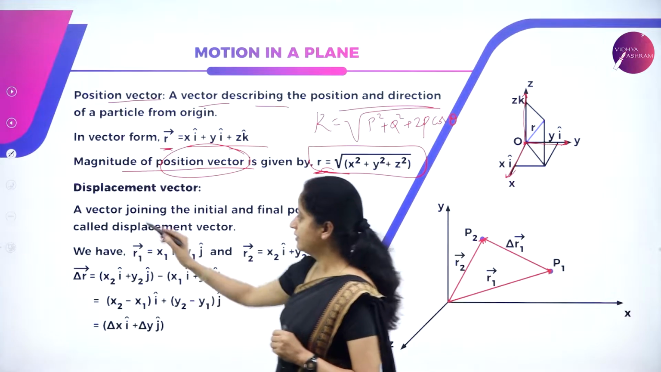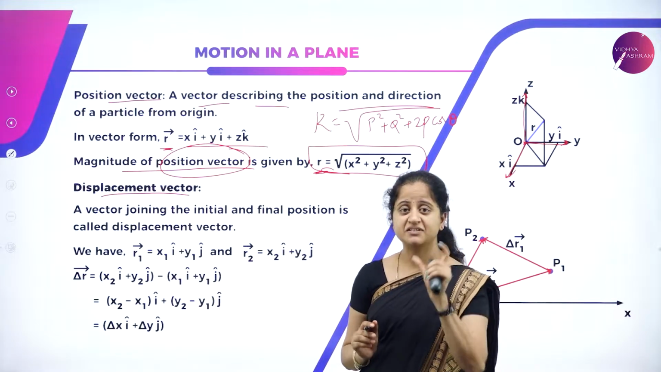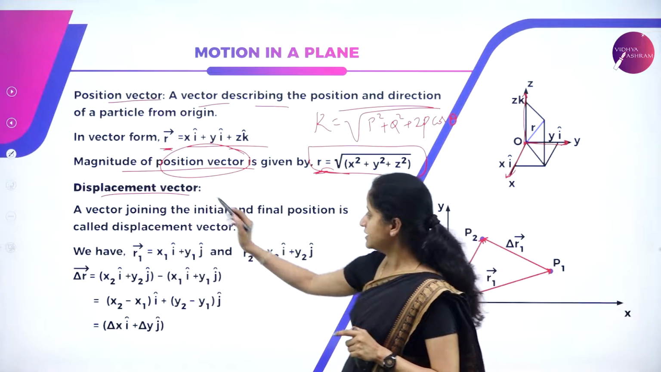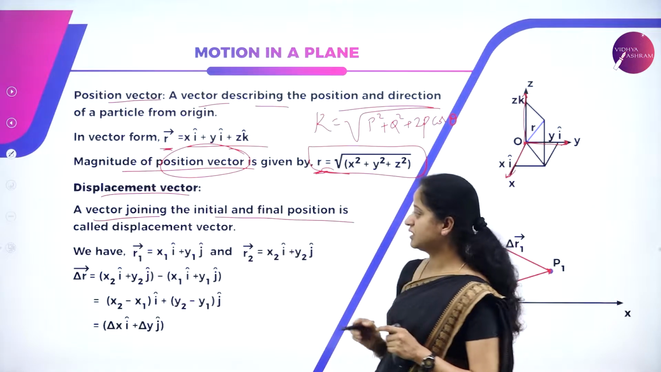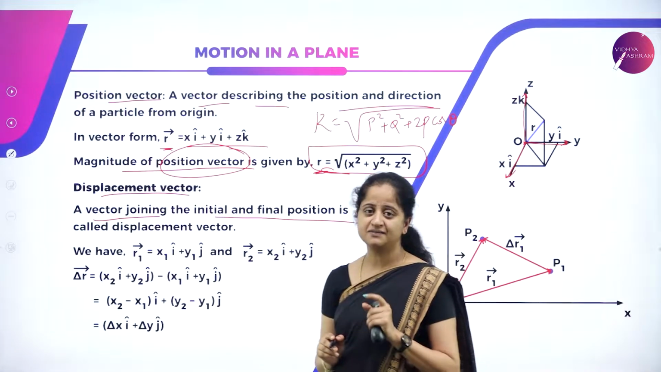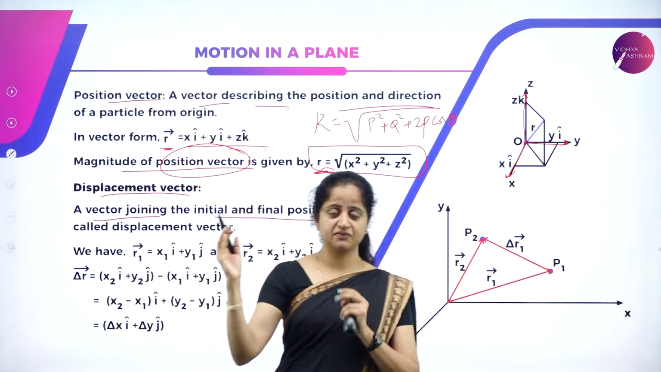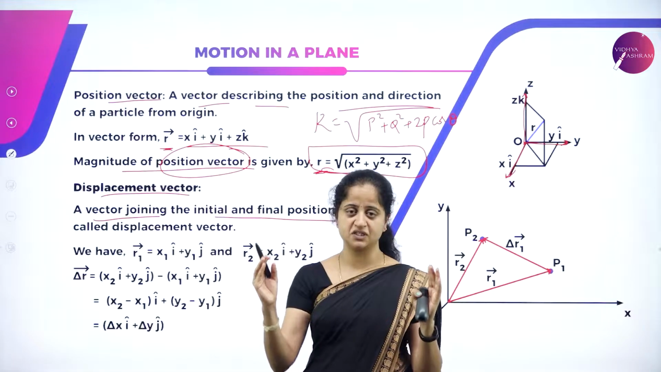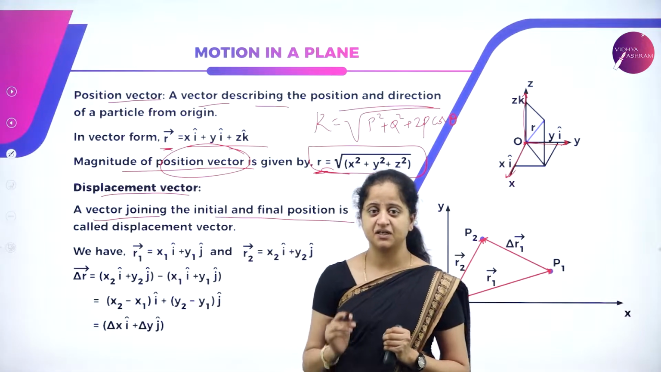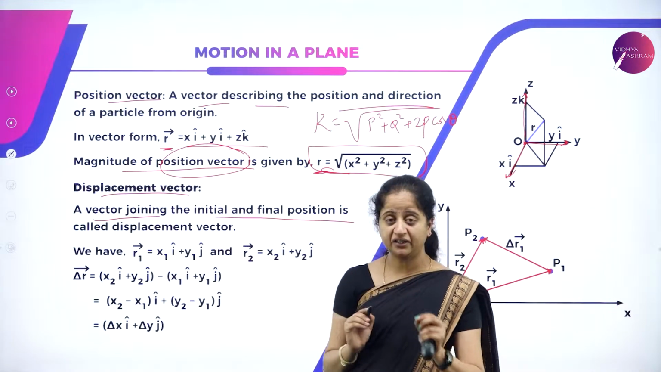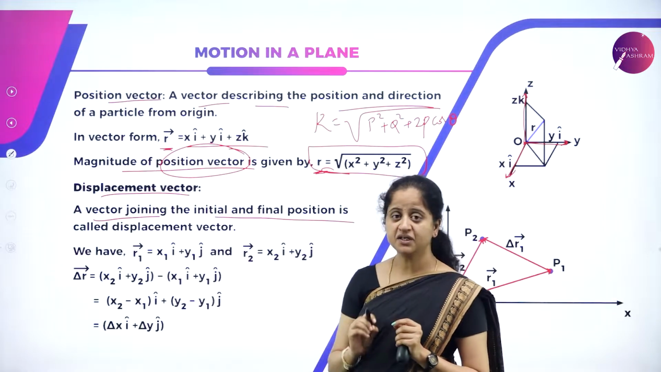And next we will have displacement vector. What is the meaning of displacement vector? The name itself is defining what it is. So displacement vector is nothing but a vector joining the initial and final position. It is called as displacement vector. We know how to find the displacement. By taking the difference between the final position and the initial position, we will get to know the change in position, which is nothing but displacement. So similarly here also, the vector joining the initial and final points, we will call it as displacement vector.